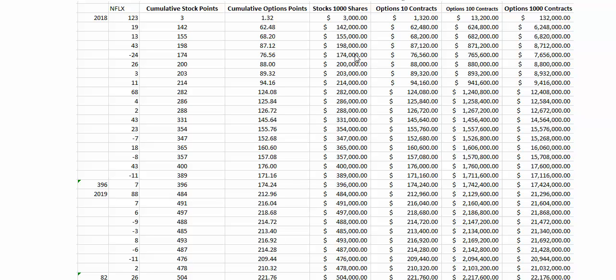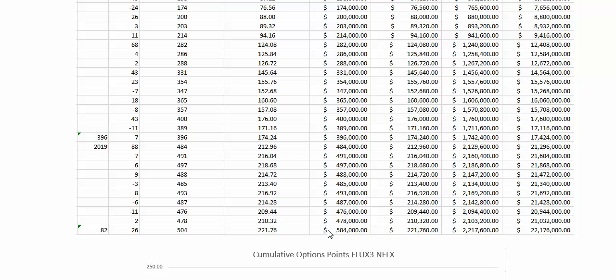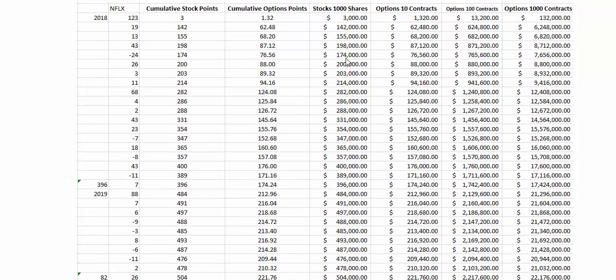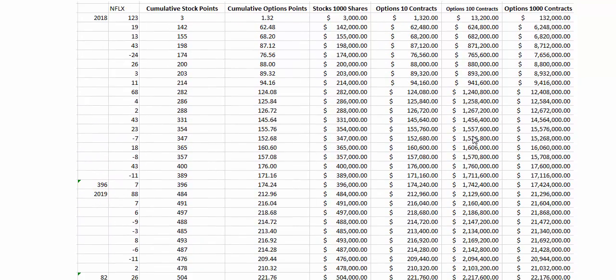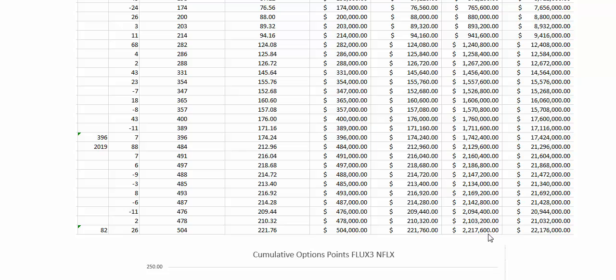Now we have the stock shares. If you traded the stocks at 1,000 shares at a time, you can see cumulative points represented by the system, and that's pretty good, isn't it? So you have the options contracts here, and you can see the cumulative points. Options, 100 contracts. Now you're starting to look a little more exciting, right?